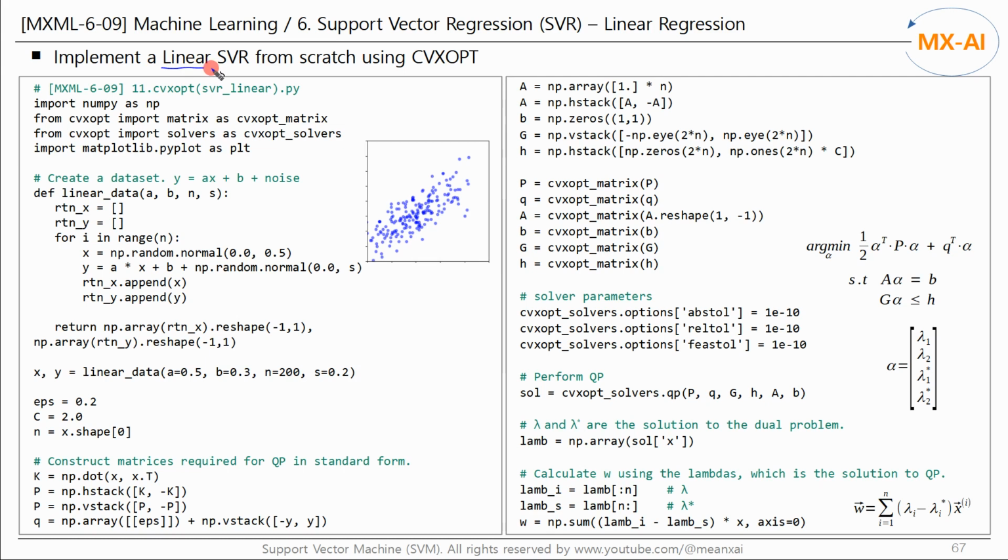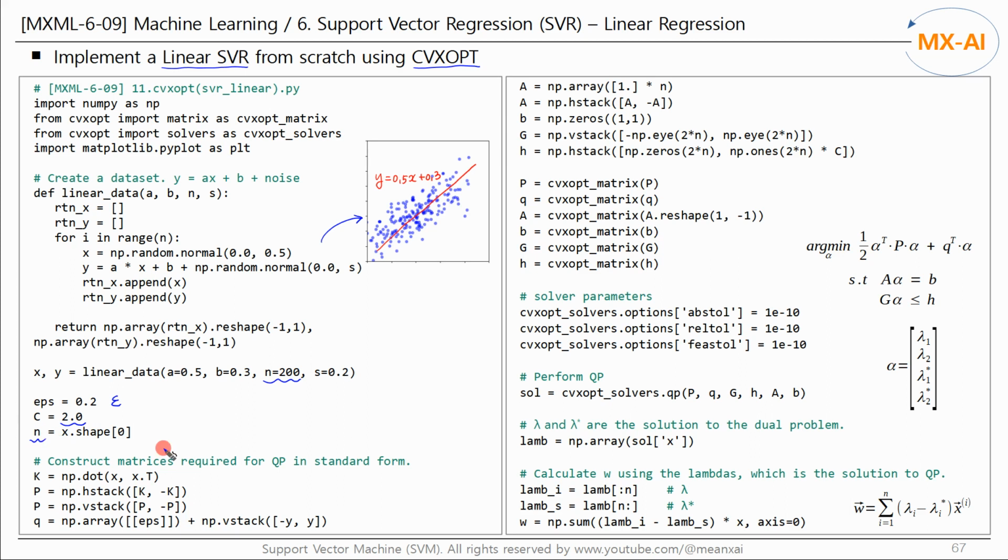Next, let's implement a linear SVR from scratch using CVXOPT. The data we will use is like this. This is data with noise added to the straight line, y equals 0.5x plus 0.3. We created 200 pieces of this data. Set the epsilon, the error tolerance range, to 0.2. And set the regularization constant to 2.0. N is the number of data points.